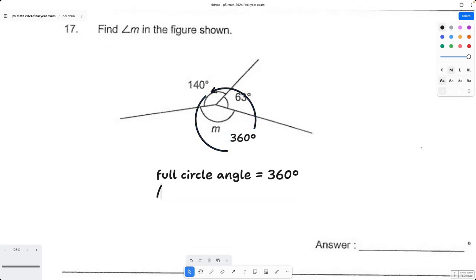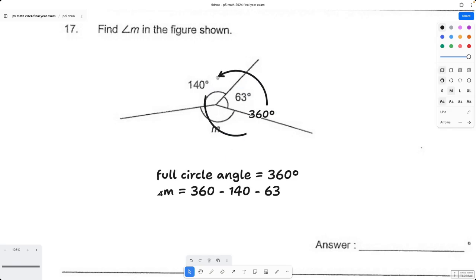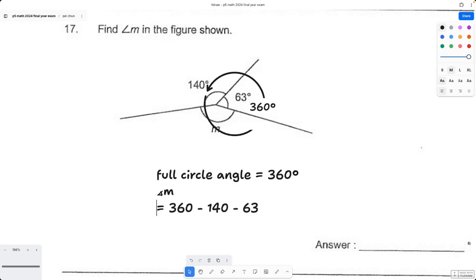Pretty straightforward. Angle M is equal to 360 minus 140 minus 63. So 360 minus 140 is 220, then minus 63.